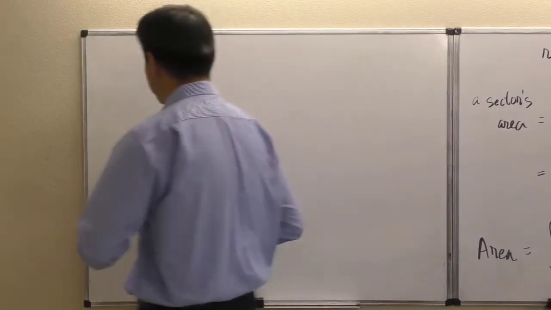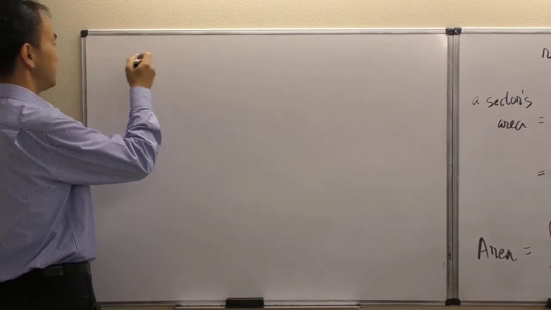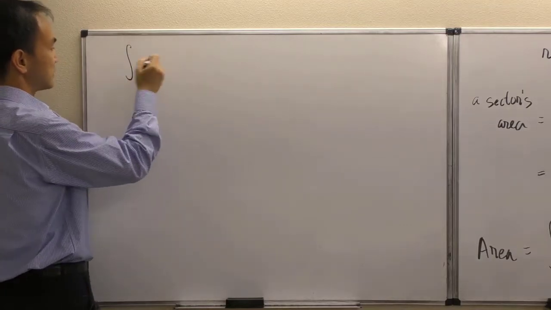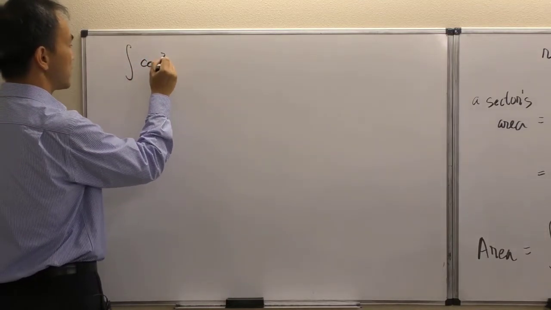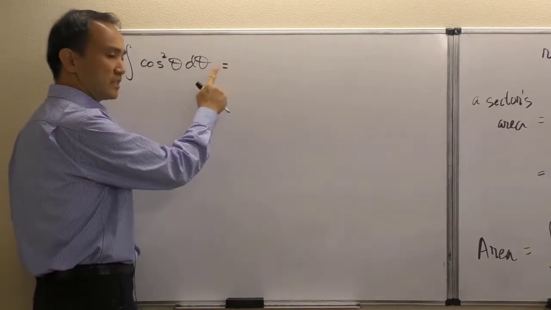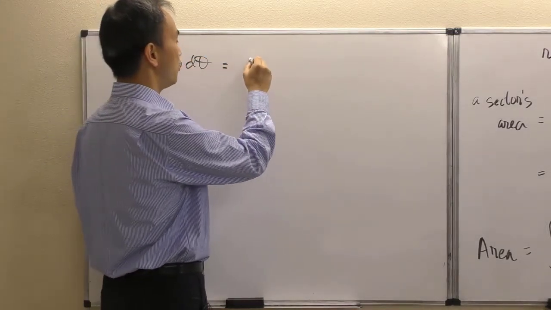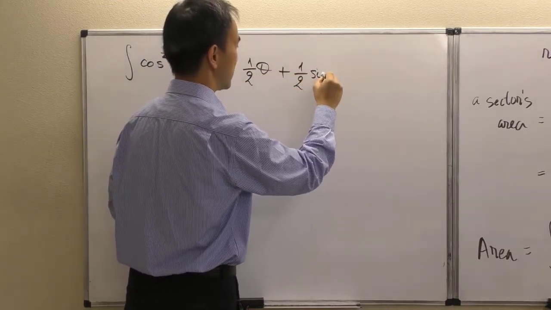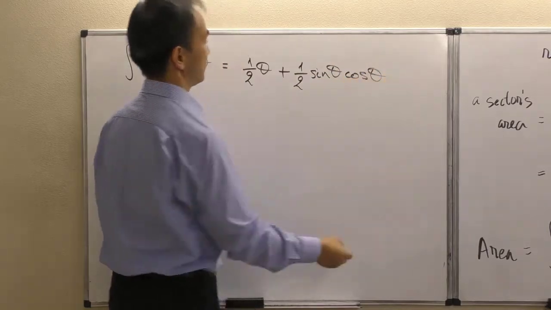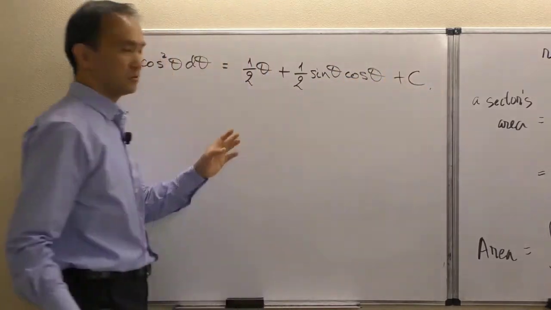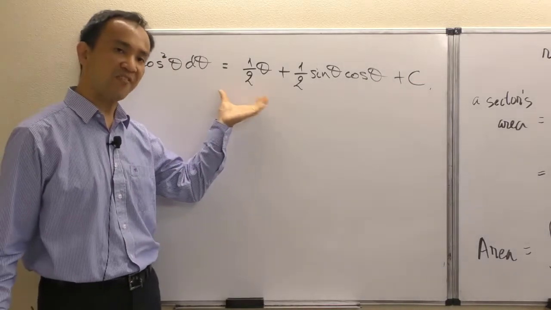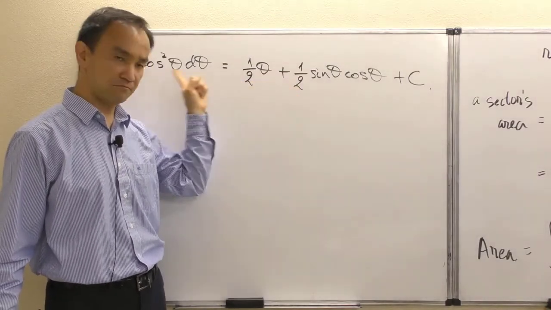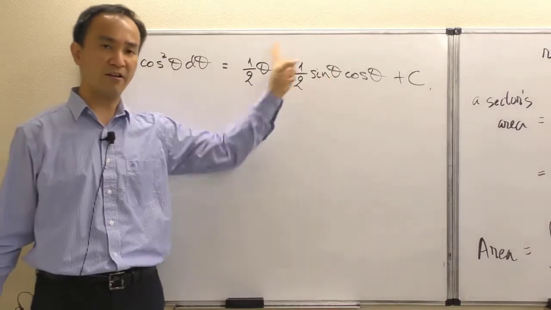On my next board space, let me remind anyone that the antiderivative of cosine squared of theta d theta is 1/2 theta plus 1/2 sine theta cosine theta, plus c. For students who have been studying with me, you can view all the video lessons on the trig integral techniques right here to see how I arrive at this.